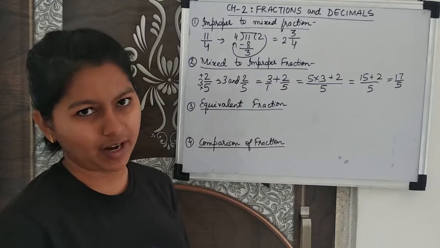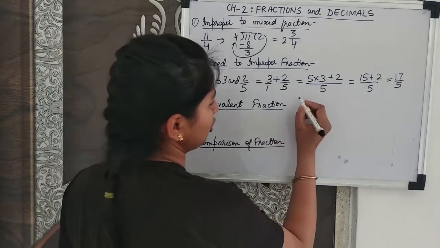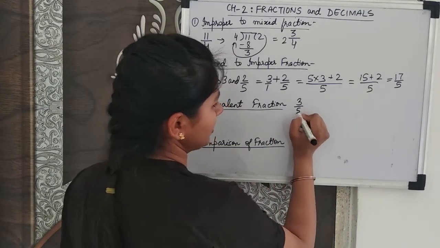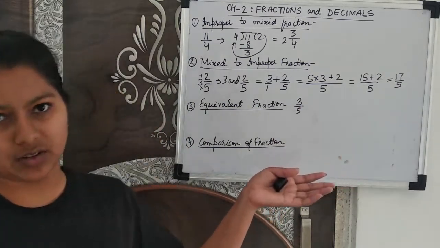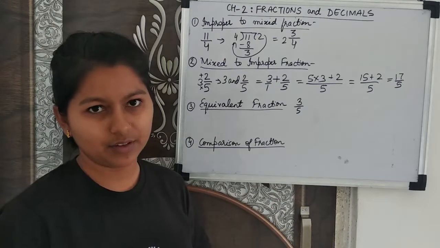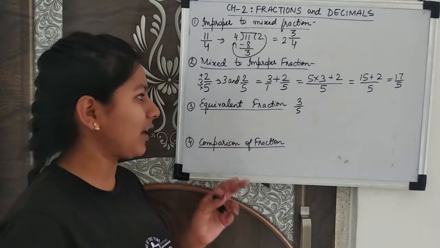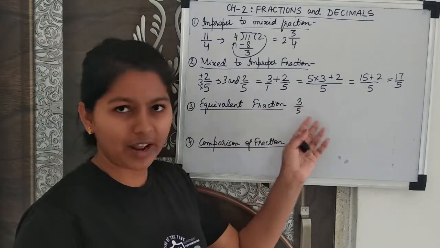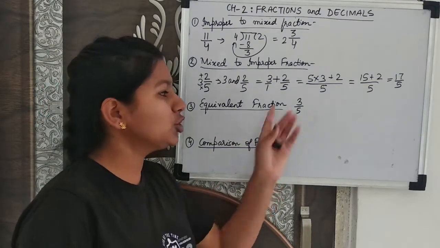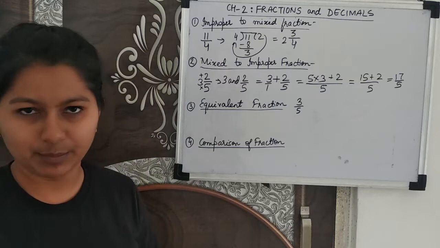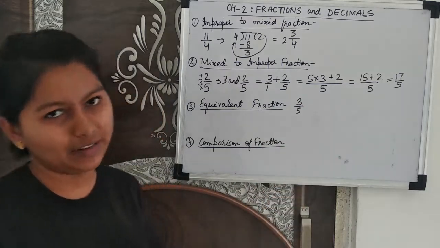Now equivalent fractions. Suppose one number is given to me: 3 by 5. I have to find 5 equivalent fractions of 3 by 5. So what have we learned about equivalent fractions? That equivalent fractions can be obtained by multiplying both numerator and denominator by the same number, or by dividing also.